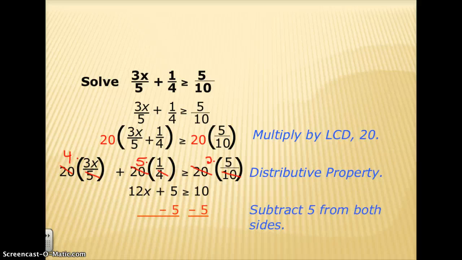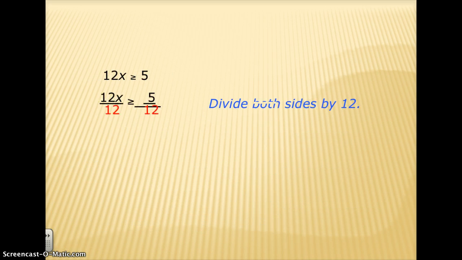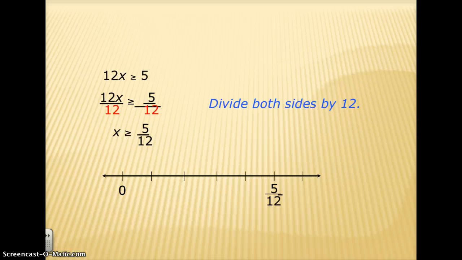Subtract 5 from both sides. 12x is greater than or equal to 5. Divide both sides by 12. So x is greater than or equal to 5/12. Create our number line. Again, 5/12 should be in the middle. Closed circle, arrow to the right.